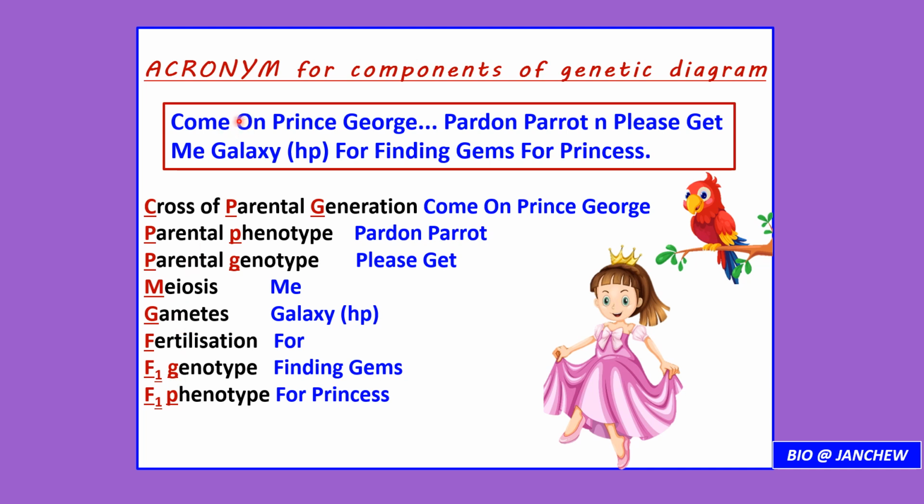All right, so you have to repeat this sentence a few times over a period of time for you to remember the acronym, then it'll be quite easy for you to write down the titles, right? For the first part, with the cross of parental generation, all that.